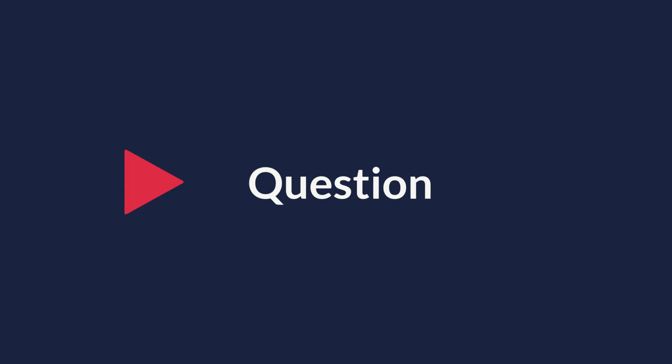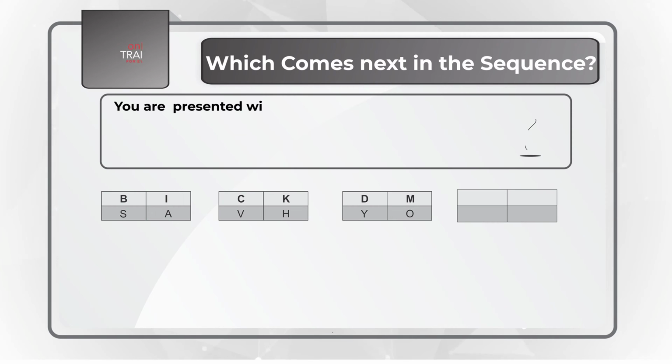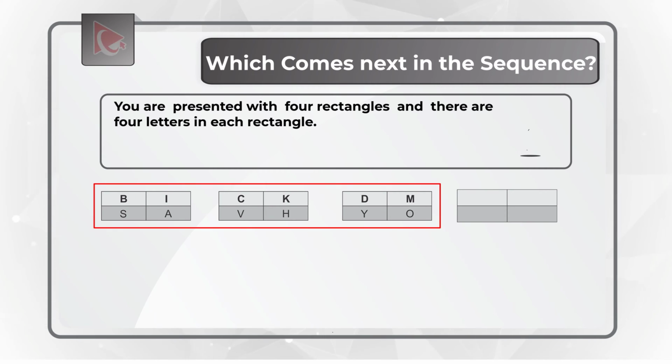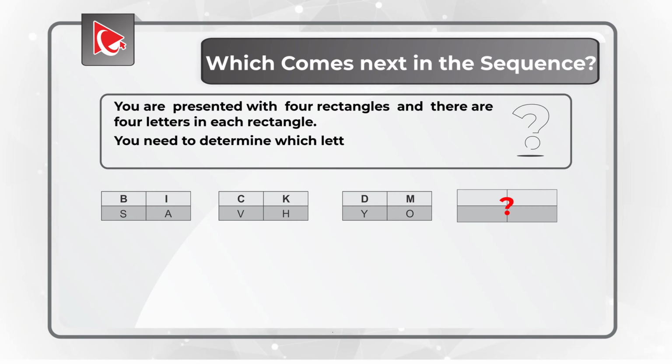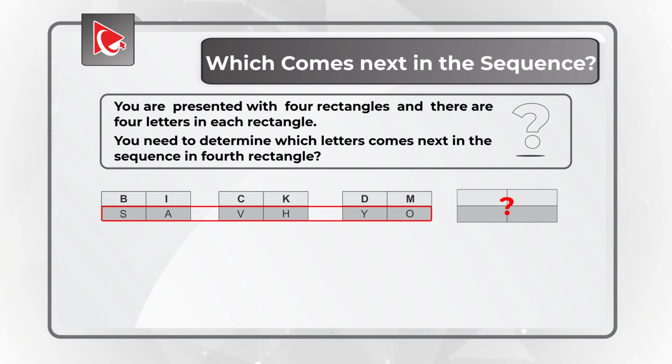Here's one of my favorite questions where you need to determine the next number in the sequence. You're presented with 4 rectangles. Each rectangle contains letters. There are 4 letters in each rectangle. 3 rectangles contain letters. And you need to determine the letters in the 4th rectangle. What's interesting is that the upper row of the letters is bold, and the lower row of the letters in the rectangles is the regular font. You need to determine the item that comes next in the sequence, and you're presented with the 4 different choices.